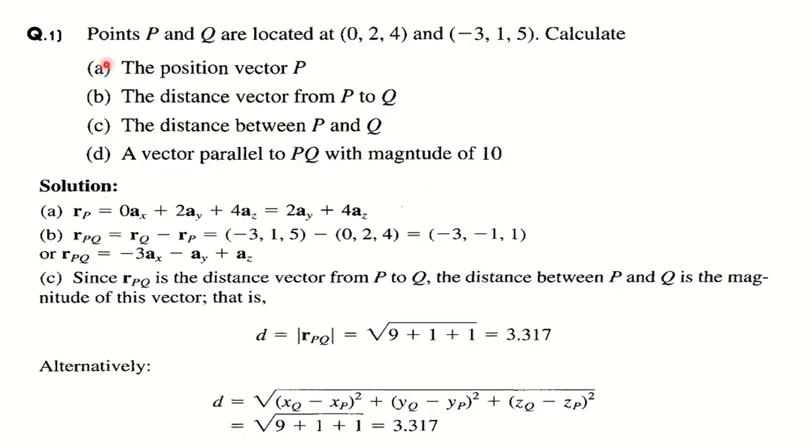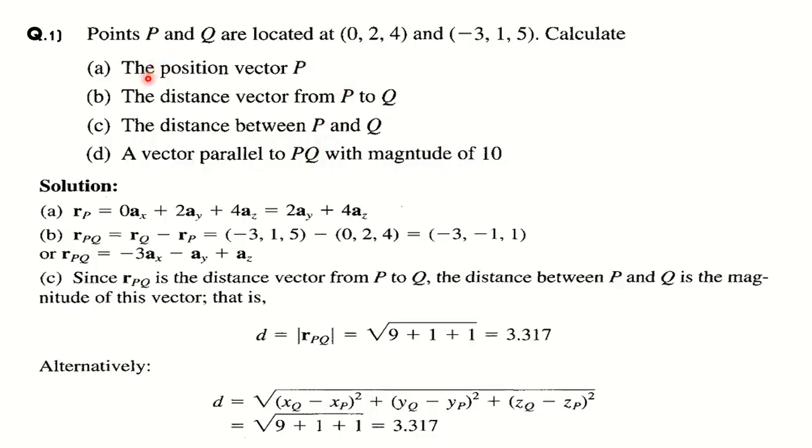Now we will see simple problems based upon this vector algebra. So consider points P and Q located at (0, 2, 4) and (minus 3, 1, 5). It is asked to calculate the position vector P, the distance vector from P to Q, the distance between P and Q, and the last sub question is a vector parallel to PQ with magnitude of 10.